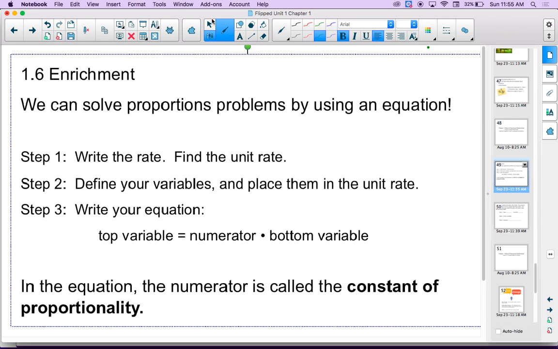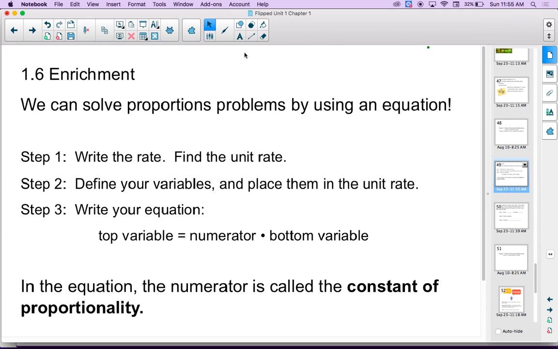So if you are in your notes, I am looking at, I think it's page 9. Yes, it is page 9 in your notes. So I have these same notes kind of typed up for us here. It says we can solve proportion problems in a different way. We can use an equation to solve them. So there are 3 steps to do that.